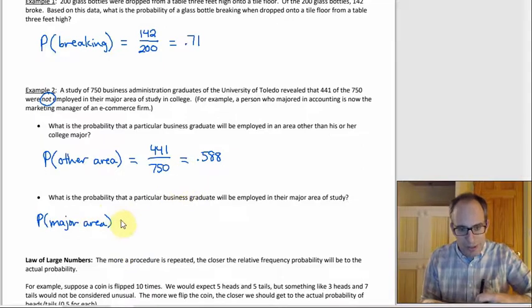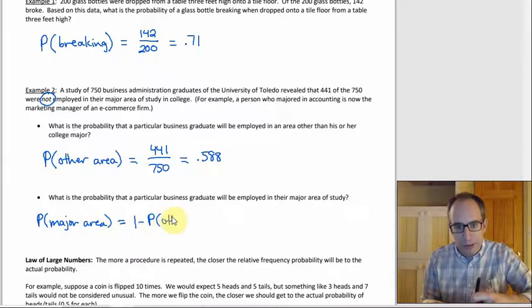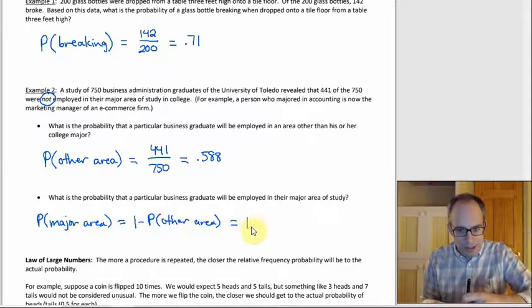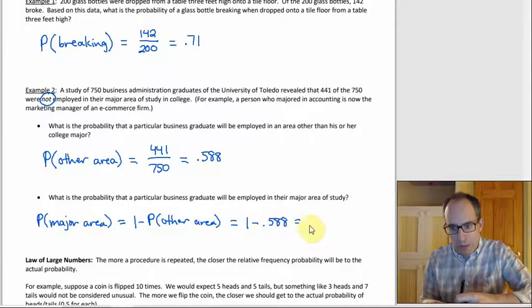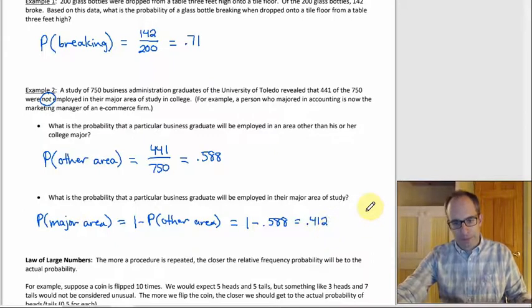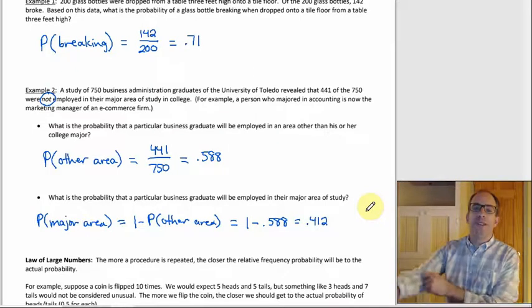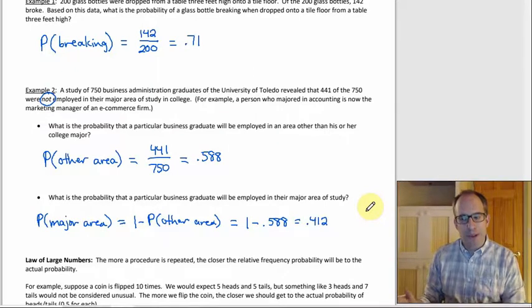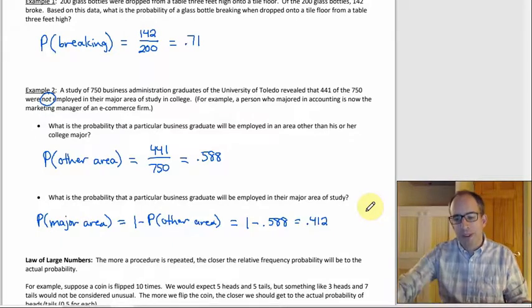So then we can say, well, if it's the complement, then this would have to be true, that the probability they're employed in their major area is 1 minus the probability that they're employed in some other area. So then we can say, well, this is going to be 1 minus 0.588, which would end up being 0.412. All right, so that one, it doesn't come right out and say that it's a complement, but then you think about it, you go, well, it's one or the other, right? Either they're employed in their major area or they're not. So it does end up being a complement problem.